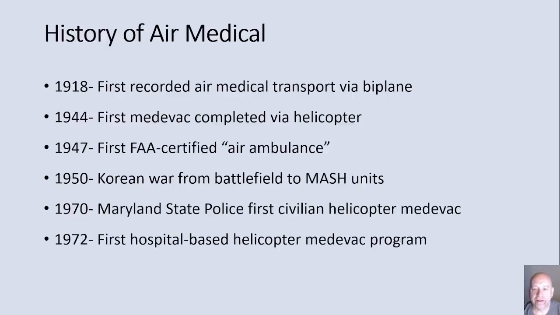In 1970, the first United States civilian helicopter medical evacuation was performed by the Maryland State Police. They were transporting a critically injured patient using their Bell Jet Ranger to the University of Maryland Shock Trauma Center. Flight for Life became the first hospital-based helicopter program in Colorado.